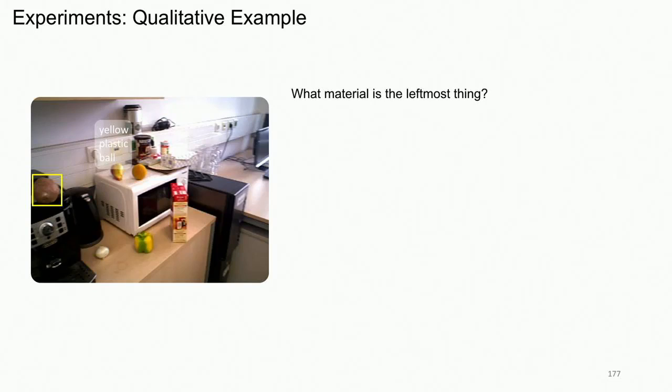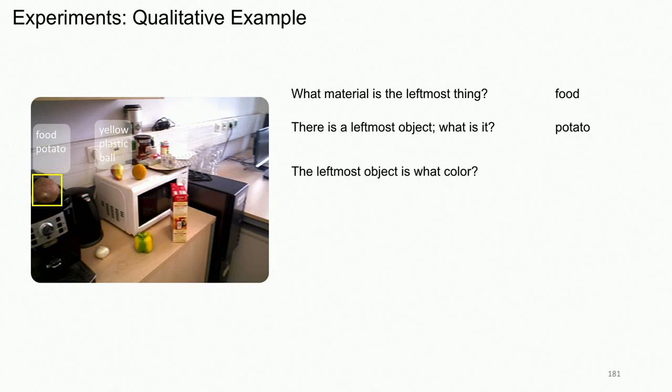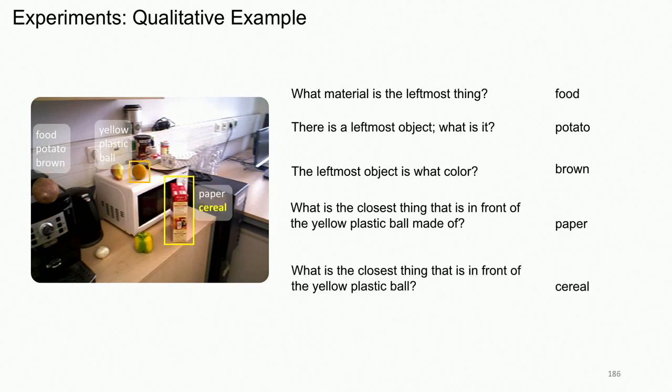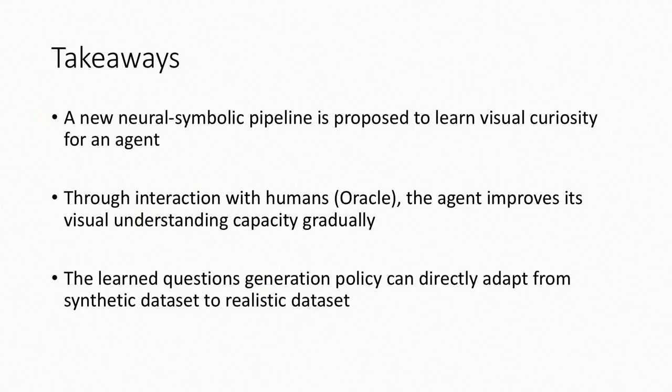For example, we directly transfer our model on top of this realistic dataset. It will ask what material is the leftmost thing, and then it's food. Then for the leftmost object, what is it, and it's a potato. And for the leftmost object, what color, and so on. And then it will ask about the other objects that need some reference, paper, and finally a carrot.